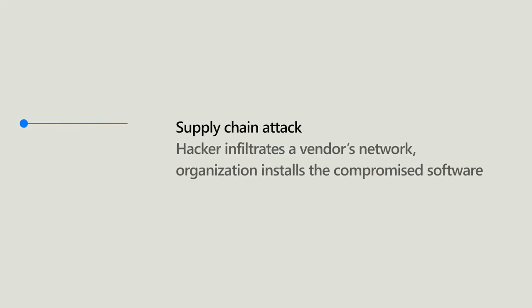A supply chain attack is when a hacker infiltrates the vendor's network and installs their compromised software unknowingly. It is a particularly nefarious attack and can come from any trusted means, including updates and hot patches from trusted vendors. Recent examples of supply chain attacks have demonstrated the potential dangers they pose.